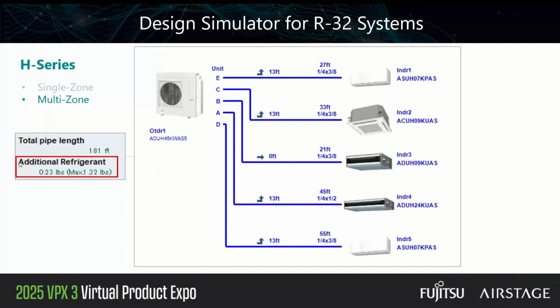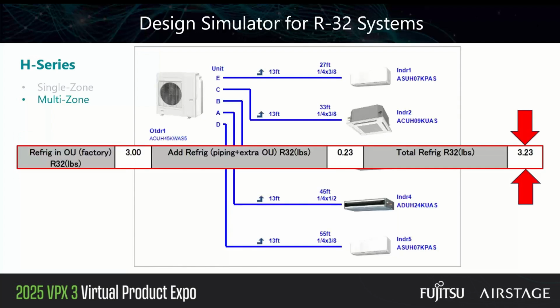And the max refrigerant, or should I say the additional refrigerant here in this case, because we've exceeded the pre-charge length, we require approximately a quarter pound of extra refrigerant. If we take a look, the pre-charge in the unit is 3 pounds. Because we've exceeded the pre-charge amount of our piping length, it's about a quarter of a pound extra. And if you look on the right, we are just under 3 1/4 pounds of refrigerant. So even with an AOUH 45 multi-zone system exceeding the pre-charge length of the piping, we're still 3/4 of a pound under that 4 pound threshold.